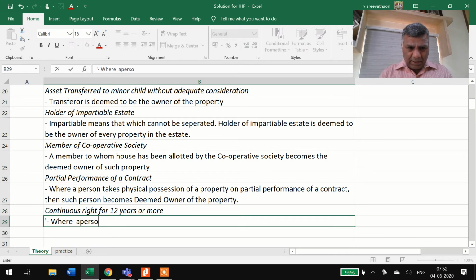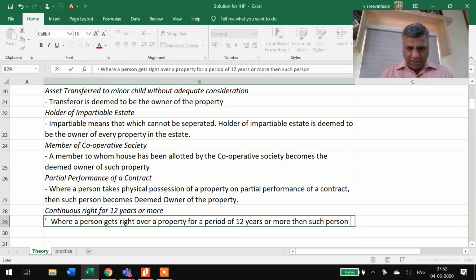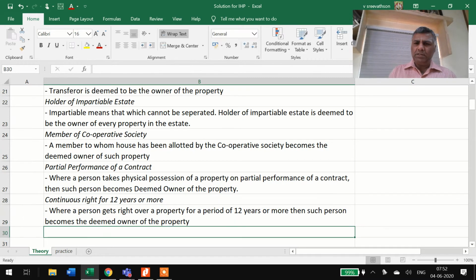Where a person gets right over a property for a period of 12 years or more, then such person becomes the deemed owner of the property.